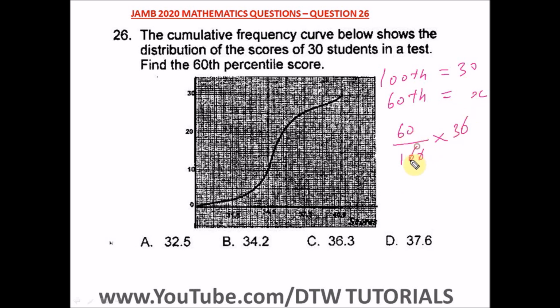So it means that 18 students will score the 60th percentile. So to find the 18th student's score, we'll come to the graph. I don't know if you can see me. If this is 10, this is 15, I'm guessing our 18th should be here. If our 18 is here, I'll trace it, now come down.